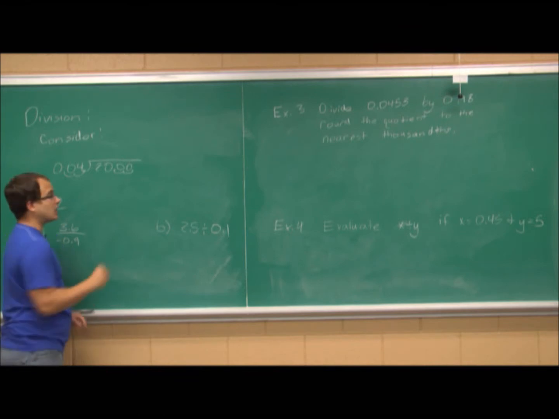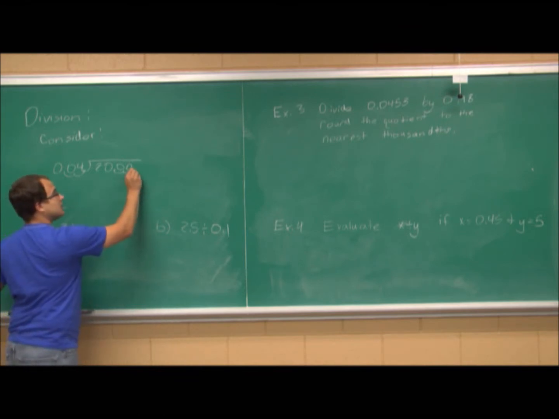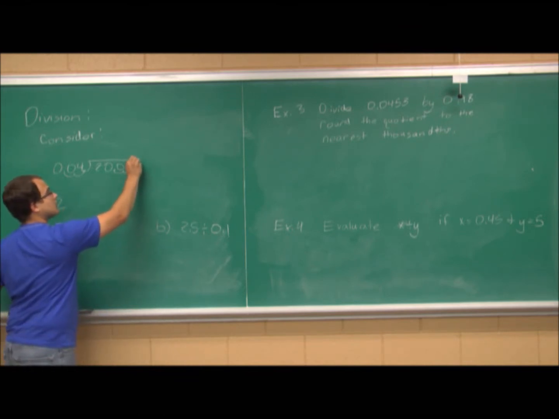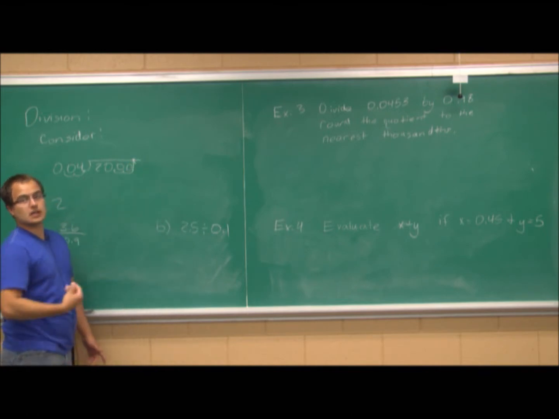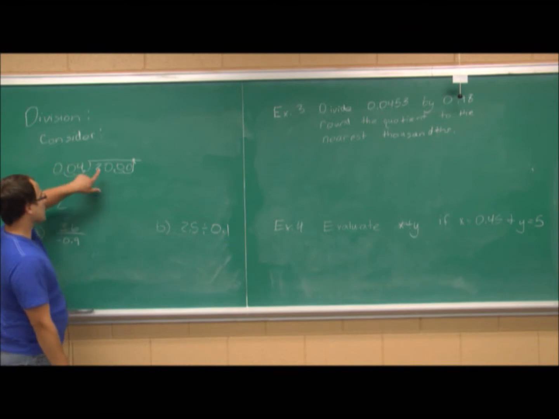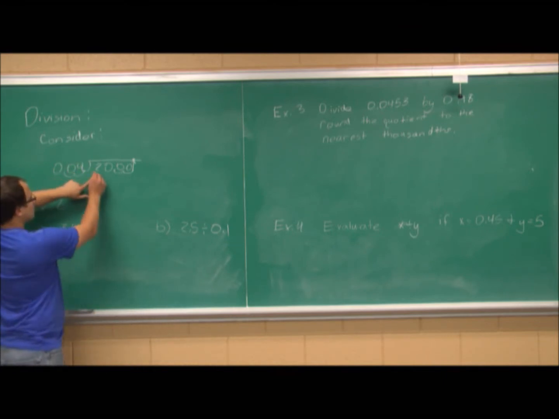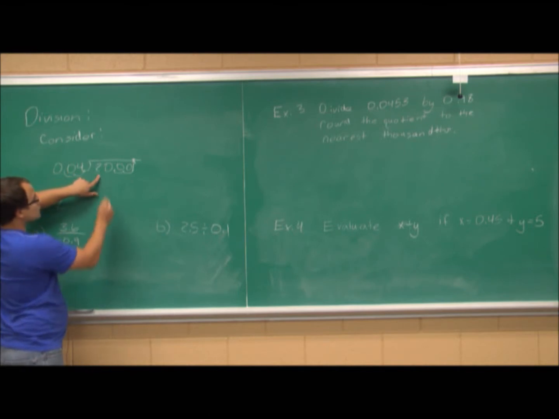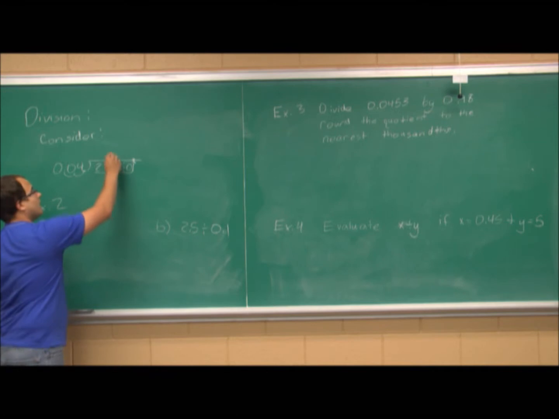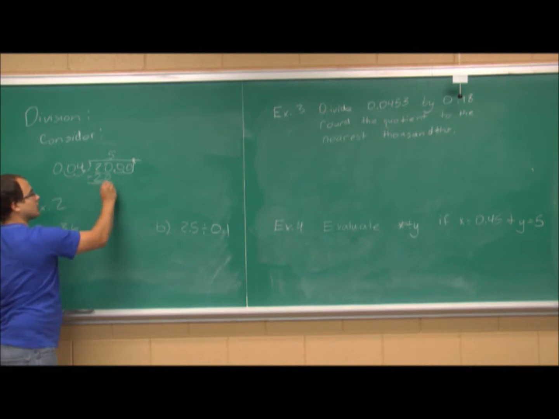Then with division, all that happens with this decimal place is it goes straight up here, and that's where it's going to be in our number. Then you divide as normal. So 4, does it go into 2? No. 4 does not go into 2, so I go on to 20. Does 4 go into 20? Yes. 5 times. 5 times 4 is 20. 20 minus 20 is 0.